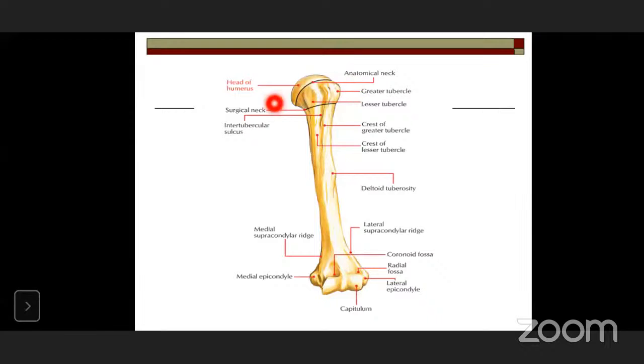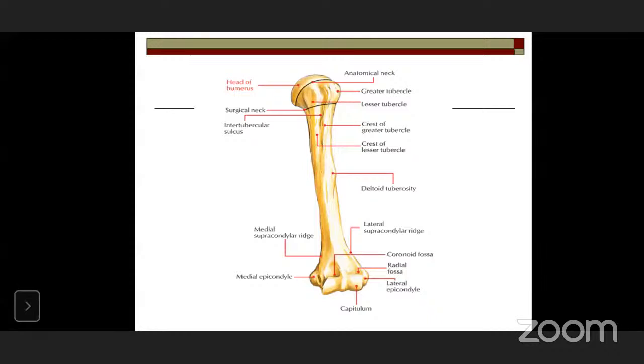While explaining the upper end, you should mention the head and the two necks: the anatomical neck and the surgical neck, and two tubercles: the greater tubercle and the lesser tubercle, and the intertubercular sulcus. Here at the deltoid tuberosity there is a groove, called the radial groove. And here there is a medial epicondyle and a lateral epicondyle. These are all the things you have to explain.